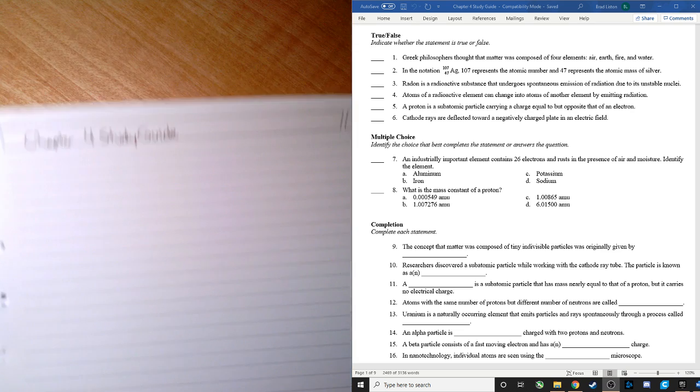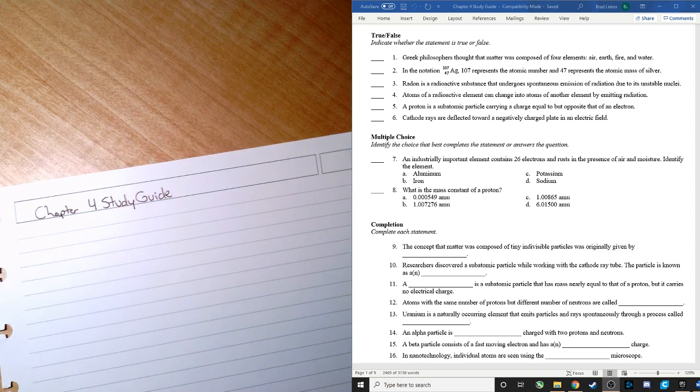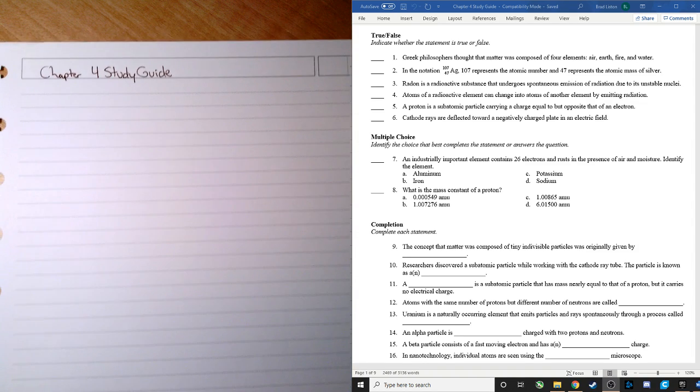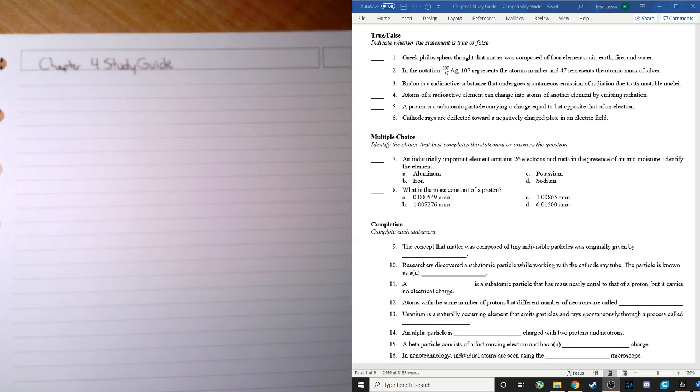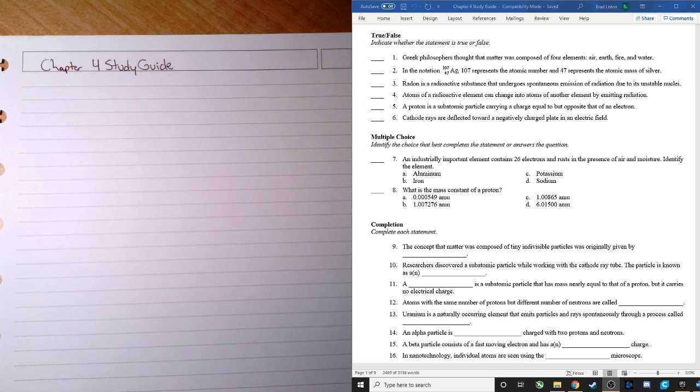Chapter 4 study guide. Reminder, the test is tomorrow. So we'll probably take about half hour, 45 minutes here, hopefully, and get this going. So give me a quick second.